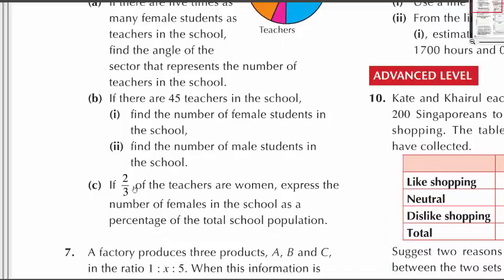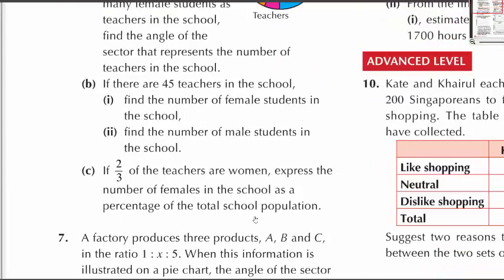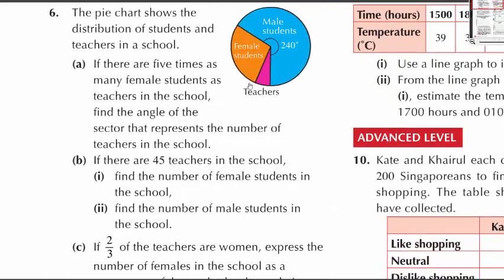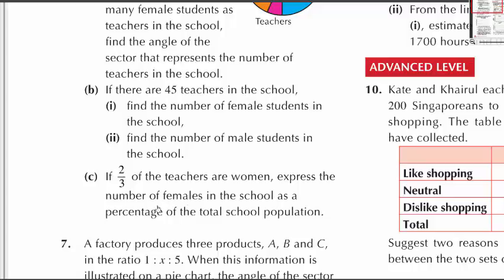Okay, next. If 2/3 of the teachers are women, express the number of females in the school as a percentage of the total school population. So first you have to add up the number of male students, female students, and teachers to find the total school population. Then since 2/3 of the teachers are women, we have to take 2/3 times 45 to find out the number of women teachers. Then add on to the number of female students to find out the total number of females in the school.